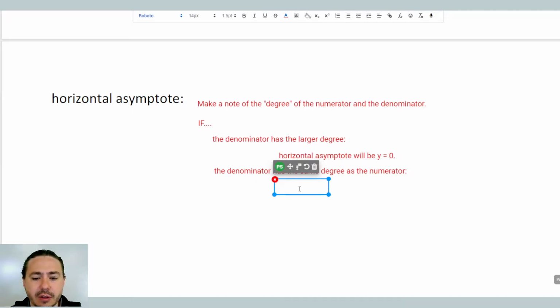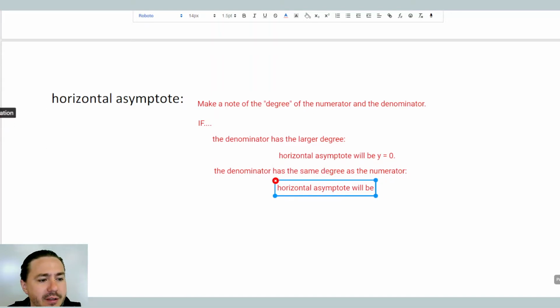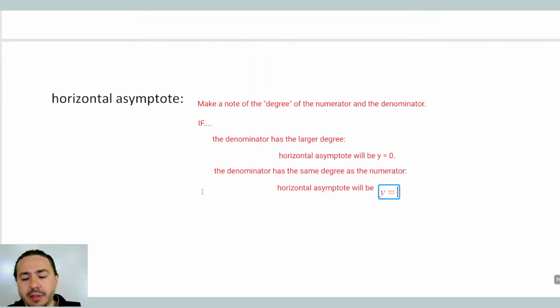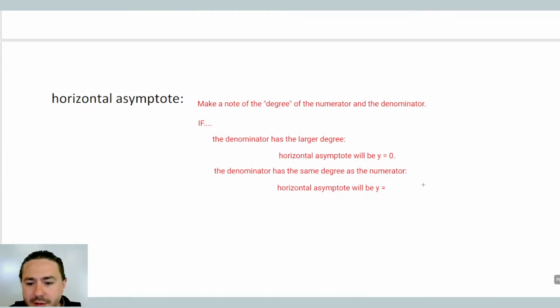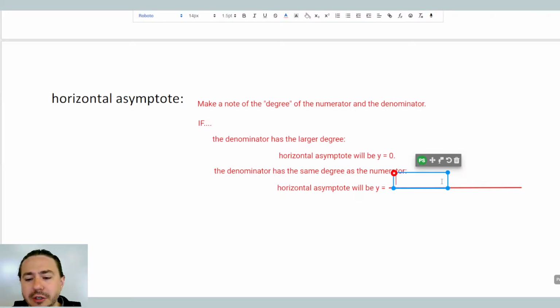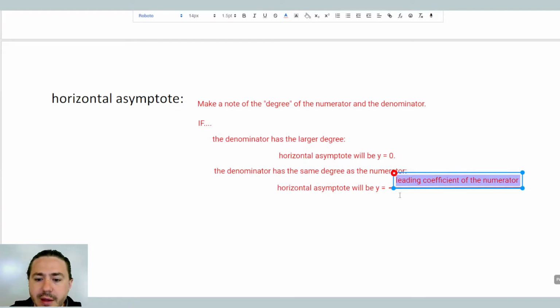So let me just write that down. I'll do a little explanation here. So the horizontal asymptote will be y equals, and then we'll have a fraction here. And then it's just going to be a fraction, like your answers are going to be like 2/3, or it could be a whole number like 2, but basically where you're going to get the numerator and the denominator from are the leading coefficients of the numerator and denominator. So the leading coefficient of the numerator divided by the leading coefficient of the denominator.